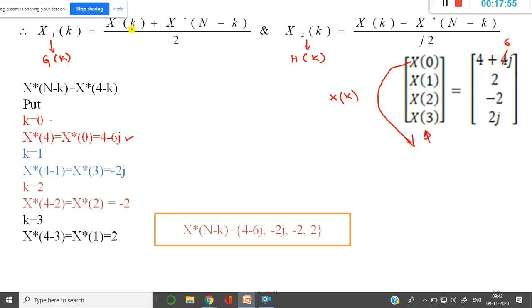Now the process is very simple. Add these two and divide by 2, and we will get g of k. Subtract these two and divide by 2j, and we will get h of k. Please do it fast and obtain the values for g of k and h of k. I don't have the answers, so you should help me out. So g of 0 is equal to what? X of 0 plus X complex conjugate of 0, divided by 2. Perform this and let me know the answer. Quick.